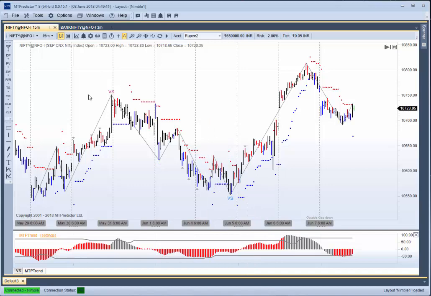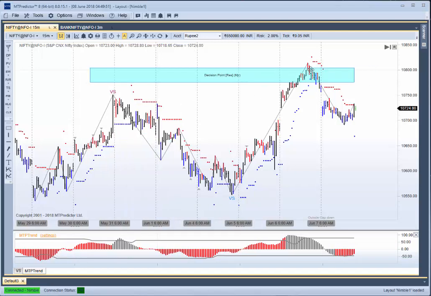What I want to look at here is, can you see how this was a fairly obvious major high? So I right mouse click here, do decision point, and this gives you an area on your chart. But remember, these are on your chart in advance.